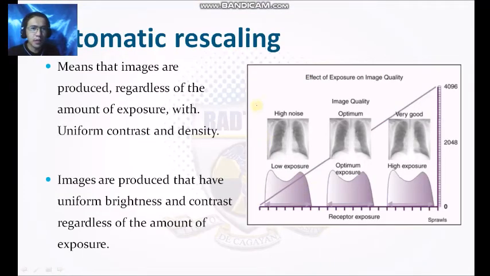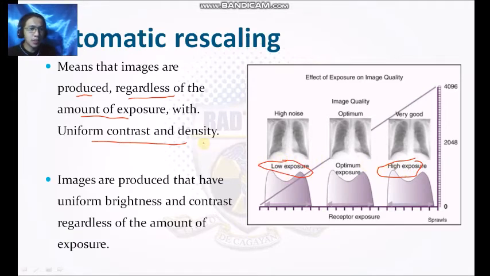So next, we have the automatic rescaling system, or automatic rescaling. This means that images are produced regardless of the amount of exposure with uniform contrast and density. As previously mentioned, even if you have a very high exposure technique factor, meaning your film is overexposed, or your film is underexposed, you would still produce the optimum amount of contrast and density on your radiograph because it is automatically adjusted. So that is done through automatic rescaling.